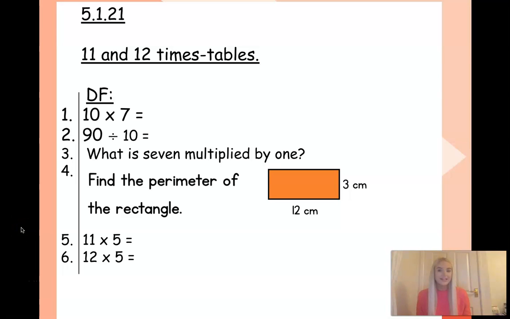Hello everyone, in today's maths lesson we will be looking at the 11 and 12 times tables. To start with, you will need three things. You will need something to write with like a pencil, you will need something to write on like a piece of paper, and you will also need your brains, which is the most important thing, okay?